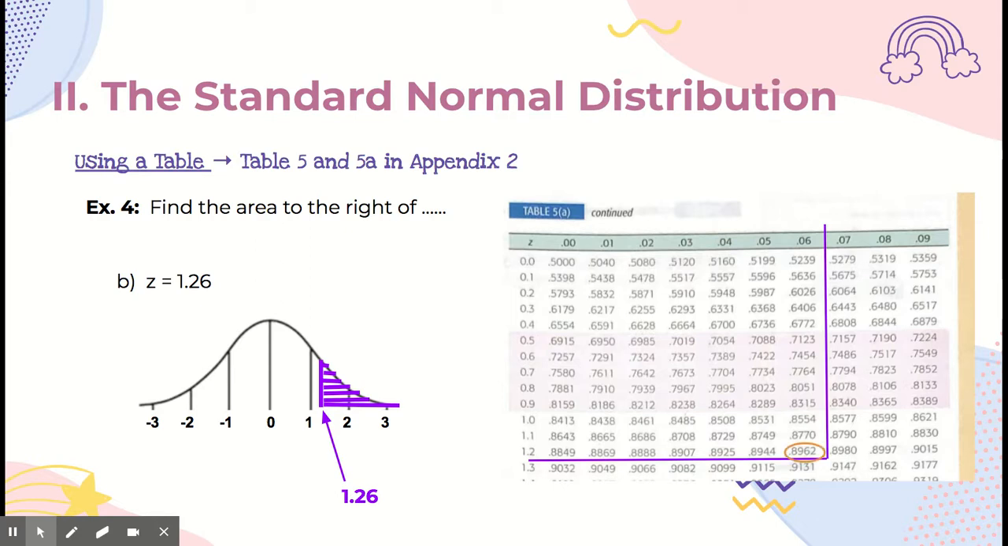Okay, clearly that's more than 50% because that's almost 90% of our graph. So we're going to subtract that from 1 in order to get the right-hand side. And we're going to end up with 0.1038, which is a little more than 10% of our graph and makes a little more sense given the picture that we have below.